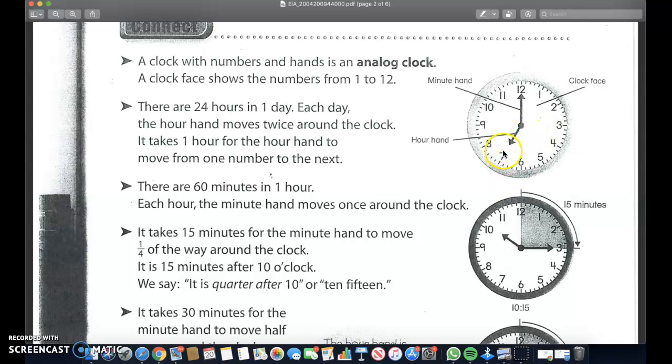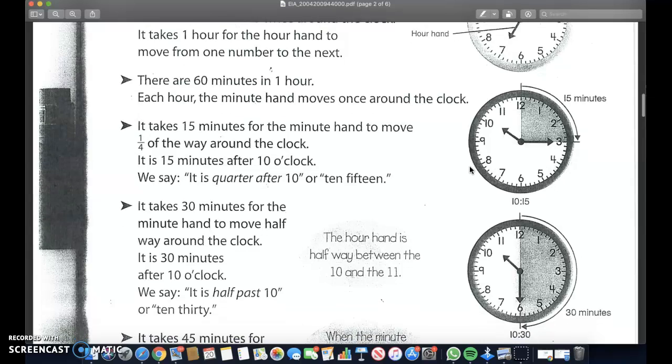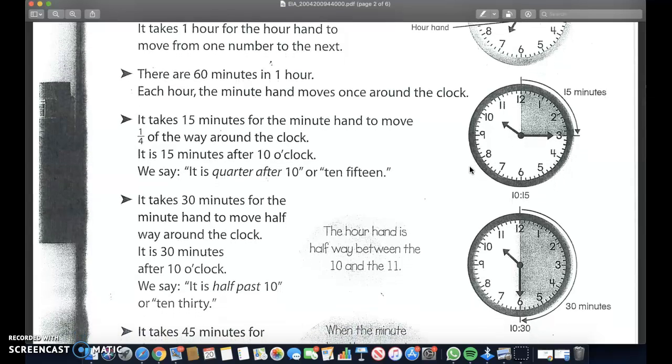So for example, if this clock is telling me that it's 7 o'clock, it'll take another hour for this hour hand to move all the way to 8 o'clock and for the minute hand to move all the way around once. There are 60 minutes in 1 hour. Therefore, each hour the minute hand moves around the clock.